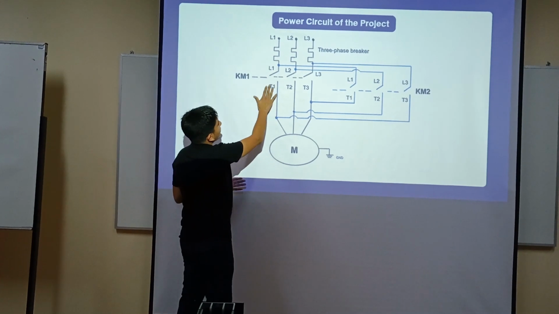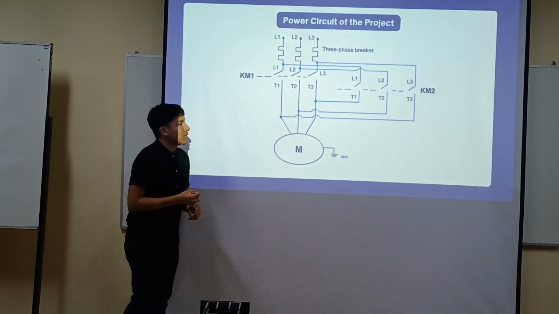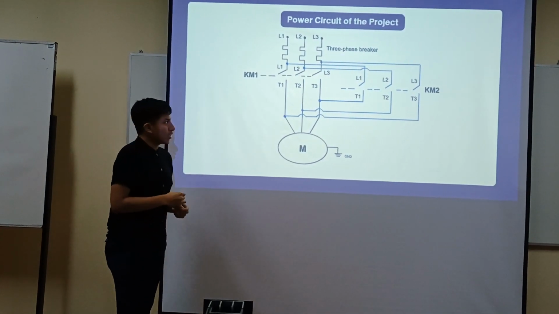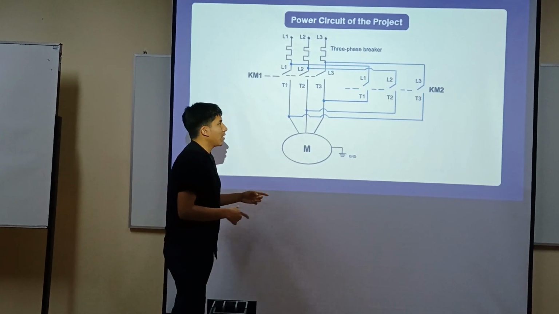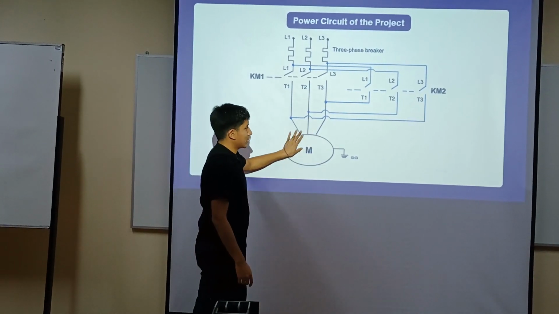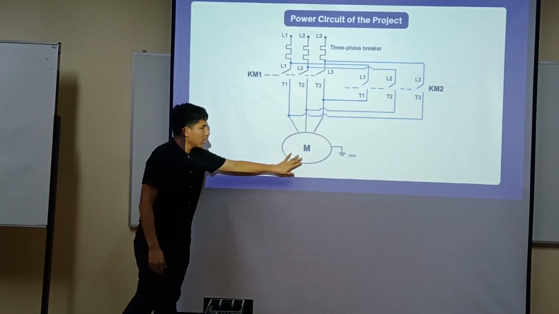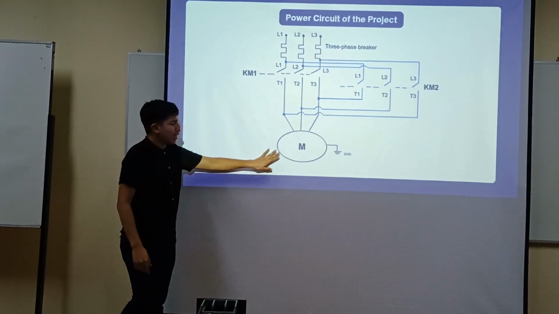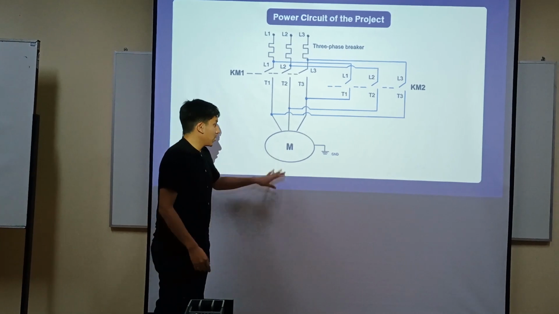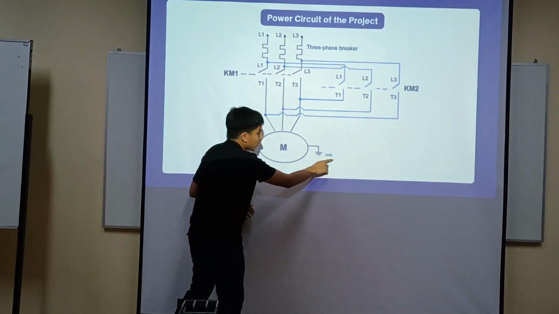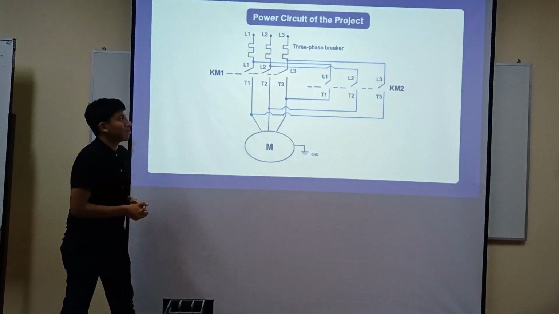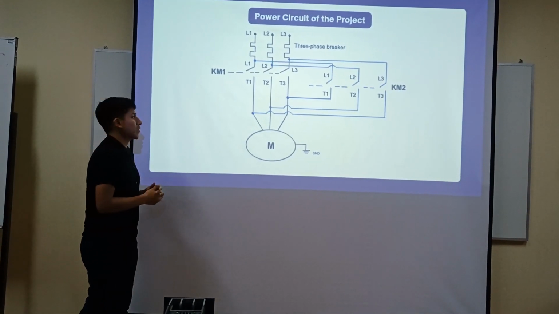And here we have the two contactors, one for the normal rotation, and the second one to reverse the rotation of the motor that is here. This motor is a squirrel cage motor. It's one of the most common motors used. And here we have a breaker that is the protection of this circuit.